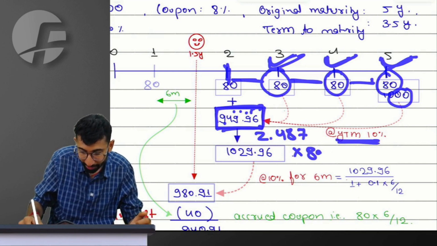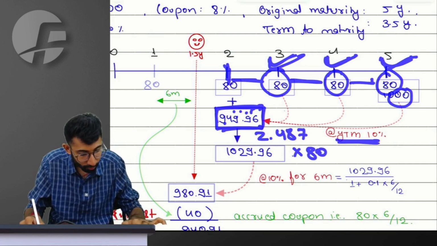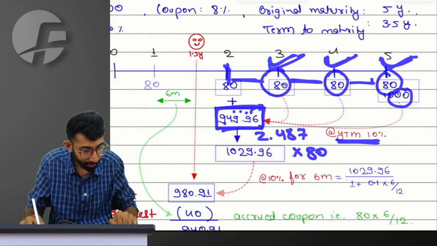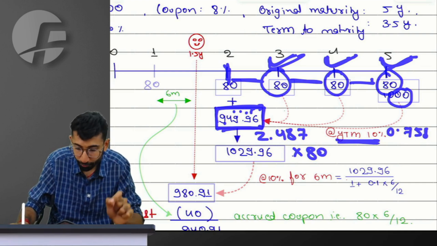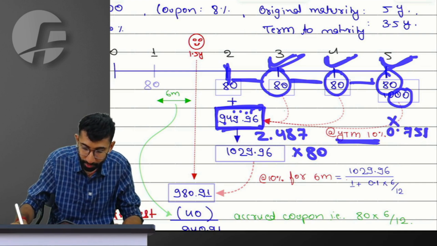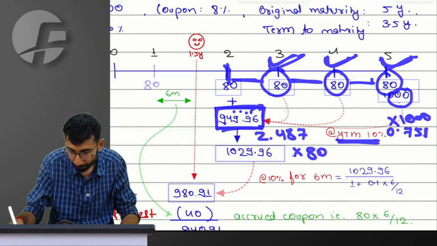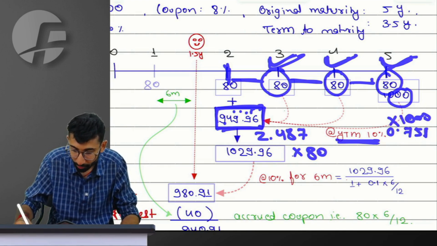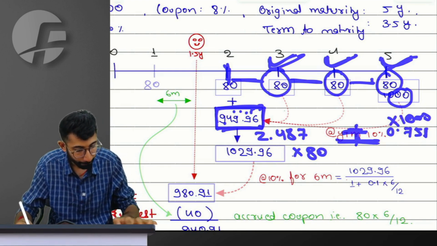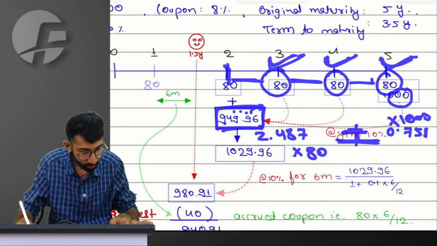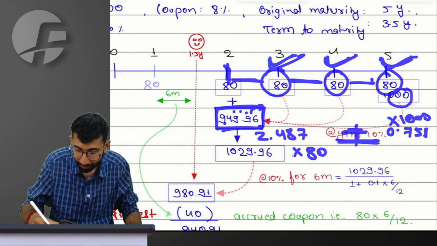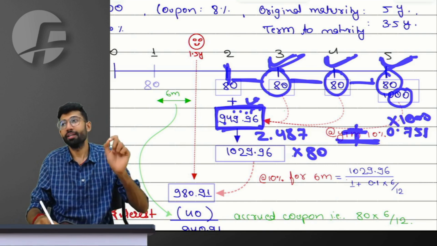2.487 multiplied by 80 rupees is the coupon amount. 1.1 divide equal is 0.751, the present value factor for 3 years, which is multiplied by 1000 rupees, which is the redemption value. So please give me the answer. 2.487 multiplied by 80 plus 0.751 into 1000 is 949.96. Are you people getting the same answer?